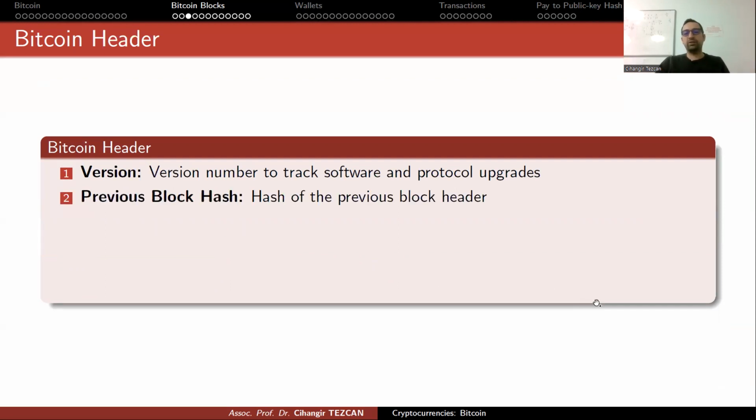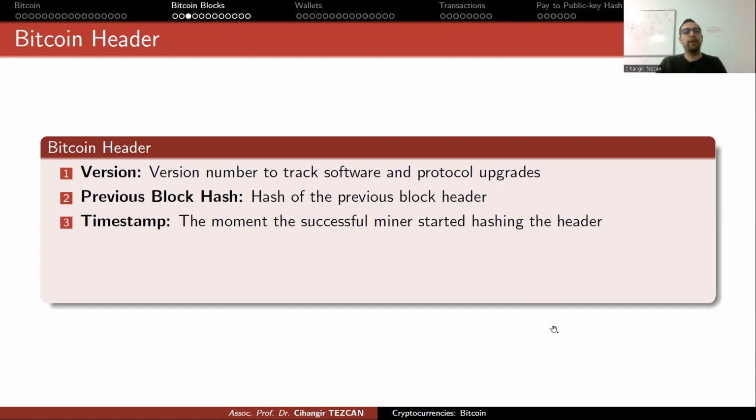Previous block hash, hash of the previous block header. You might think that since this is not the hash of the whole data, maybe it doesn't provide enough integrity, but since the header contains the Merkle root, any change in the transactions will modify the Merkle root in the header, so it will also change the hash here. So it is enough to take the hash of the previous block header.